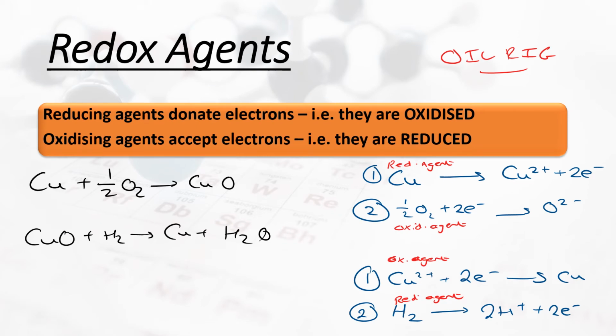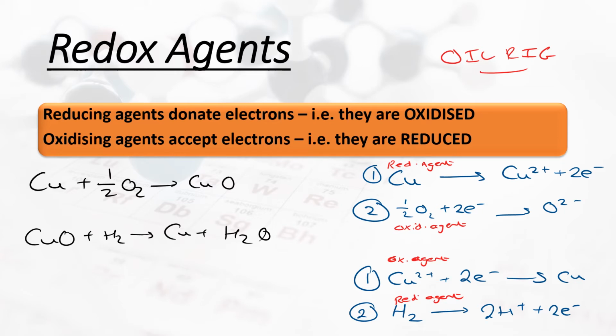So then we come on to look at something called redox agents. The first thing to remember here is our oil rig expression. Oxidation is loss of electrons, reduction is gain. But as well as talking about, for example, a certain element being oxidized or reduced, we can talk about reducing agents and oxidizing agents. So reducing agents are things that reduce something else. A reducing agent will reduce another component of the reaction.